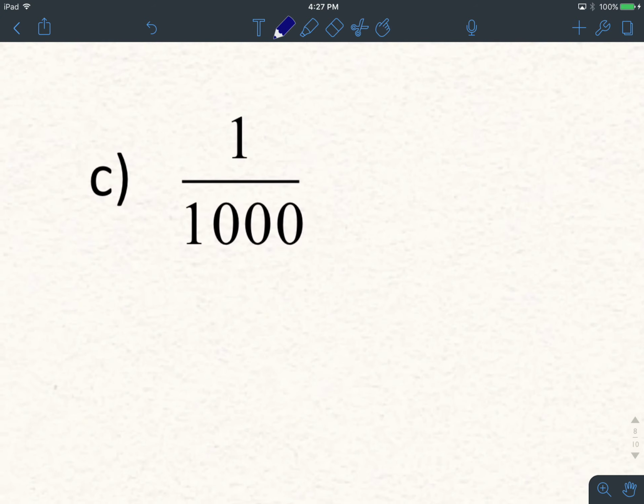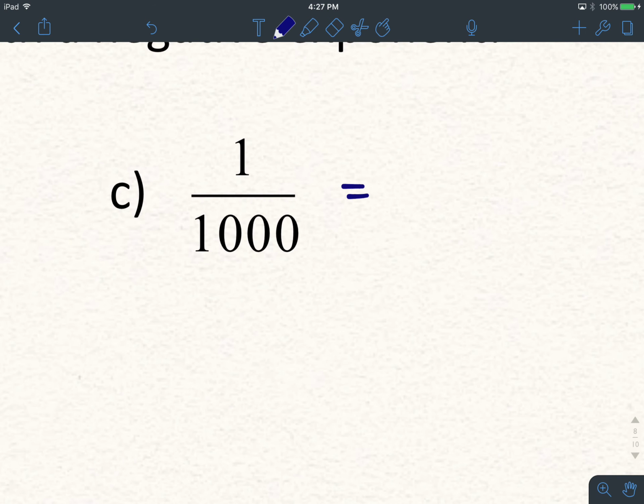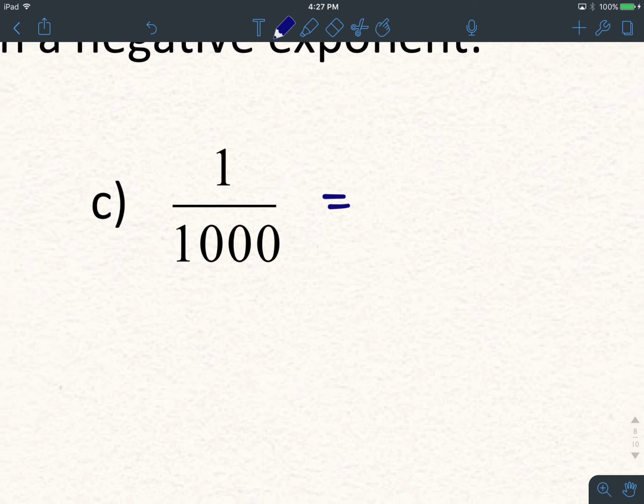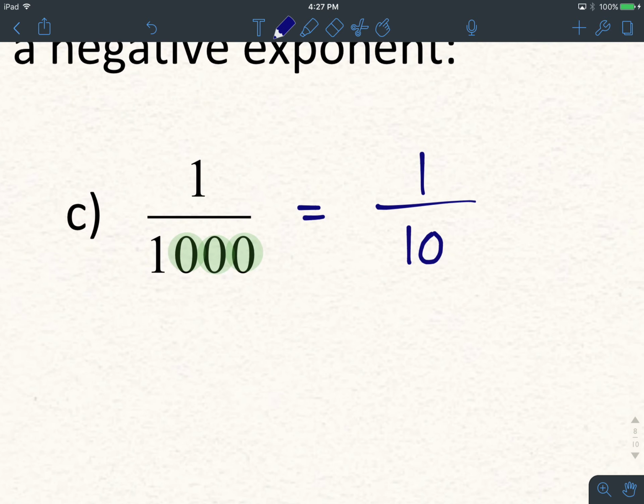Third example, and there's a little trick to this. Anytime you're working with multiples of 10, a little hack to remember is that if I wanted to express 1,000 as a base 10, all I need to do is count up the zeros. So if I have 1, 2, 3 zeros, that's going to be 10 to the exponent 3. And now in order to express that as a negative exponent, I invert the base, which gives us, instead of 1 over 10, 10 over 1, and our positive exponent becomes negative. And there you go. That's the third example.